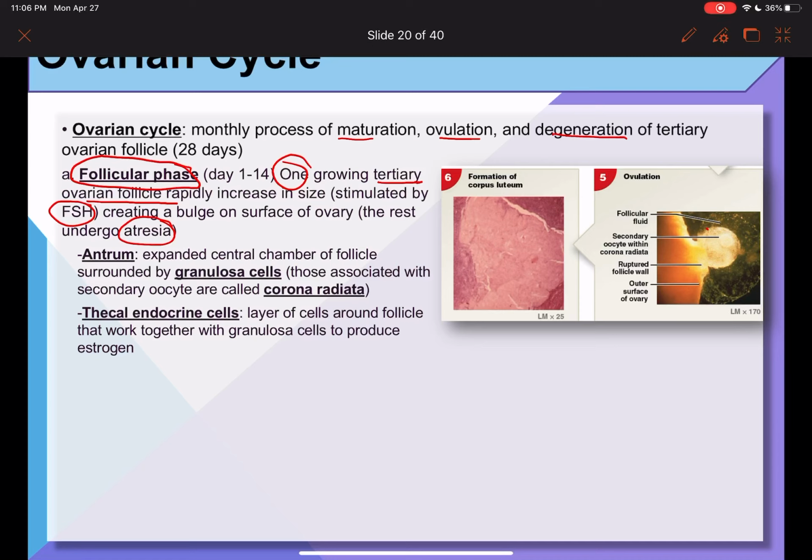This process is stimulated by FSH. Remember, FSH stands for follicle stimulating hormone, so that's why FSH is in charge of stimulating the follicular phase of the ovarian cycle.